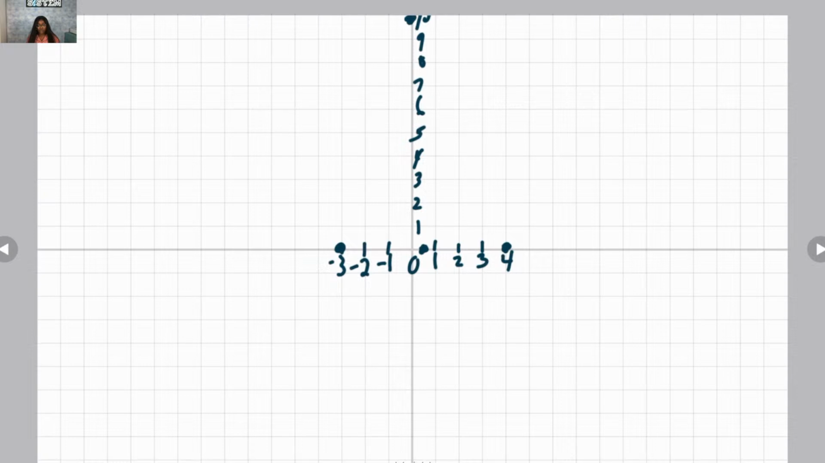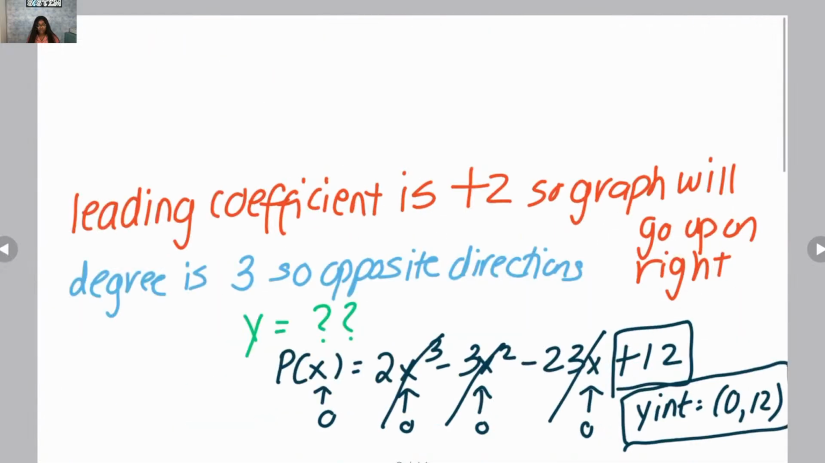And then this is where it gets fun. Remember at the beginning where we said we need to figure out the degree of where it will go? So we know that the leading coefficient is 2, so it's positive, so it will go up and to the right. That's because the leading coefficient is positive. We also knew that the degree is 3, so it will go opposite directions, meaning if the right is going up, that means the left side has to go down, right?